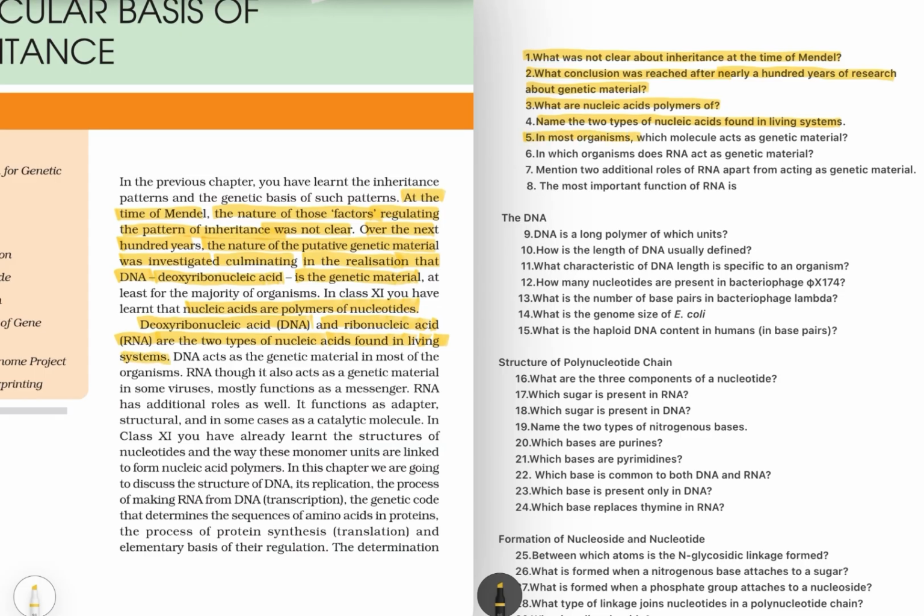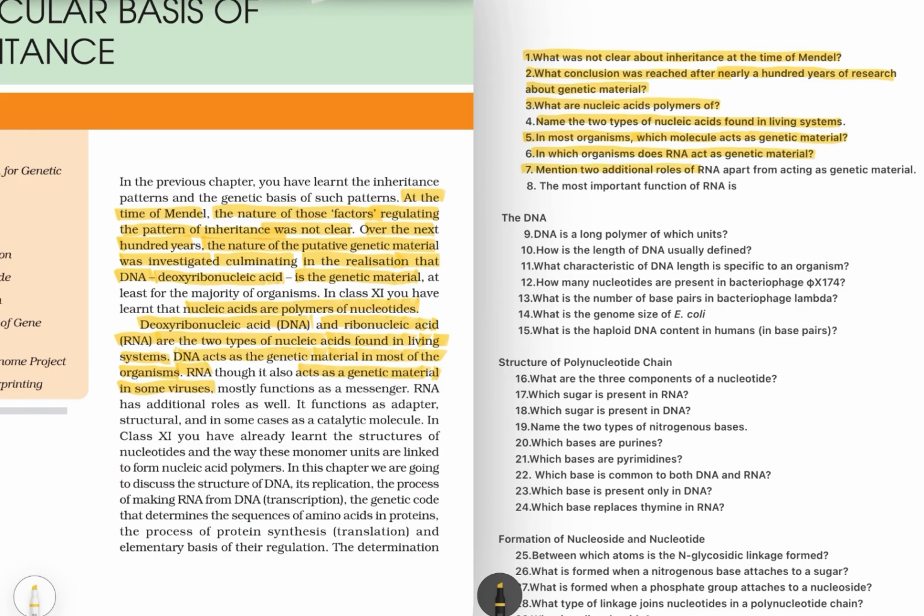In most organisms, which molecule acts as genetic material? DNA acts as genetic material in most of the organisms. In which organisms does RNA act as genetic material? RNA acts as genetic material in some viruses. Let's discuss the viruses with RNA as the genetic material: HIV virus and TMV virus.